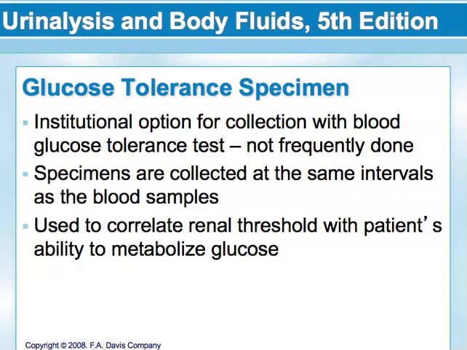A glucose tolerance specimen is sometimes collected to correspond with blood samples drawn during a glucose tolerance test. The number of samples that the patient is asked to collect could vary with the length of the test. Results are reported along with the results of the blood test and are used to help in interpreting the patient's ability to metabolize a measured amount of glucose and are correlated with the renal threshold for glucose.